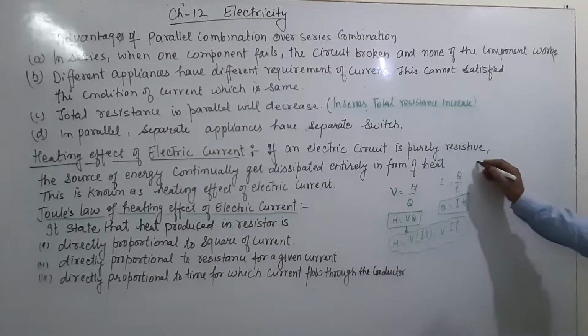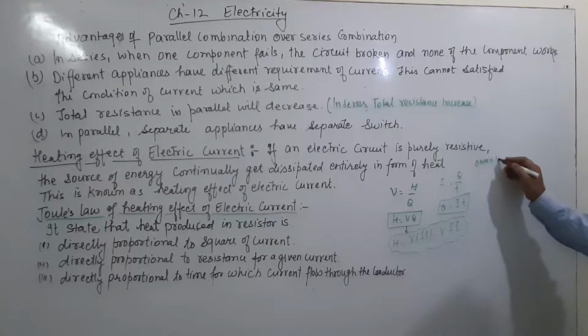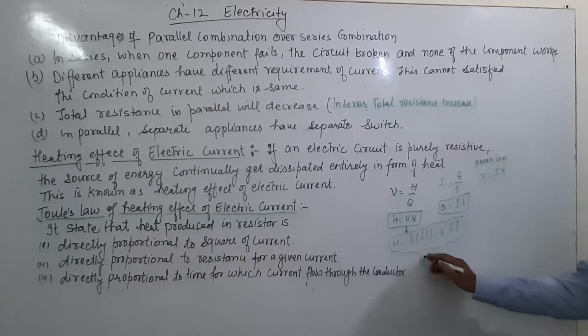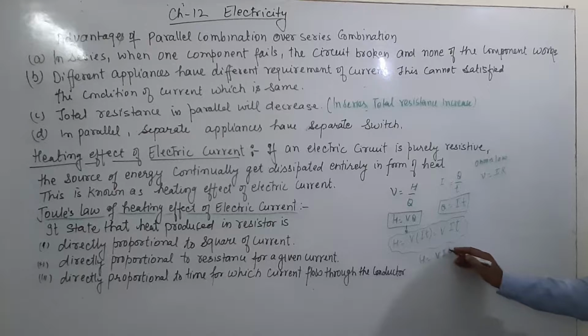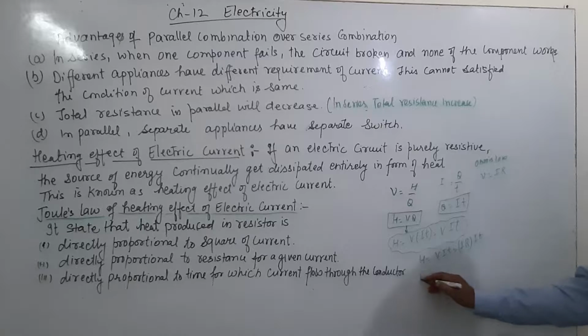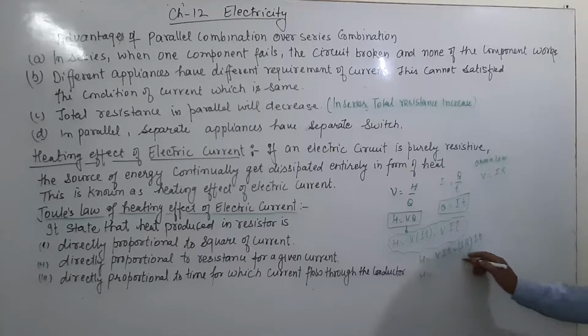And the third, according to Ohm's law, we know V is equal to IR. If you put the value of V, which is equal to IR, in H is equal to VIT, then H is equal to I into R into I into T. Then H is equal to I square RT. This is the third equation for heat.